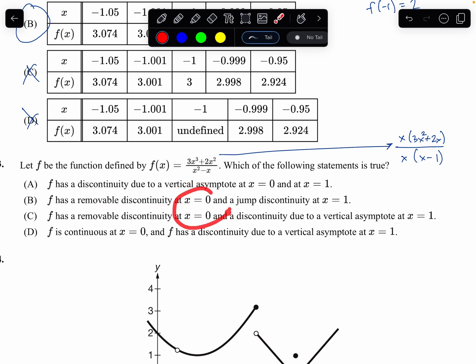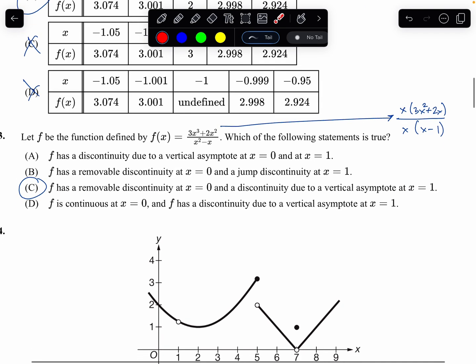So I think that's B, C. F is not continuous at x equals 0, and I don't think that there's a vertical asymptote at x equals 0, because again that cancels. So removable discontinuity at x equals 0, but those will cancel, and I still have this x minus 1. That would make this right here a vertical asymptote. So not a jump discontinuity. So I think we've got to be at C. So we're going to have a removable discontinuity at x equals 0 and a discontinuity due to a vertical asymptote at x equals 1.